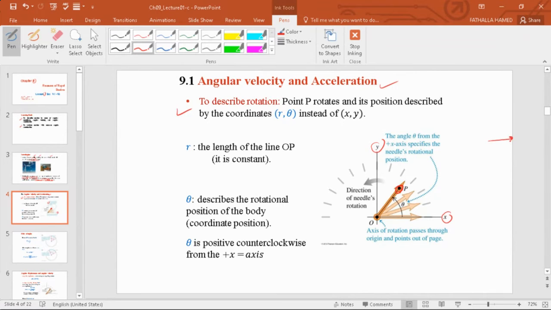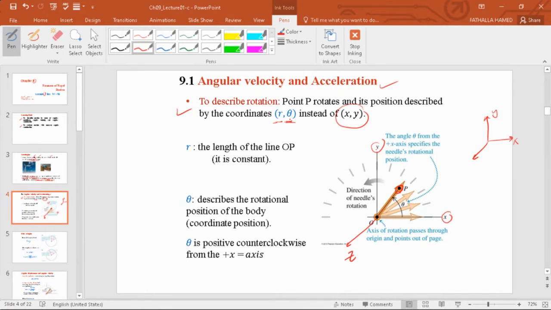Now, this is the x-axis, this is the y-axis, the z-axis will be pointing out of the screen in your case. So usually when we did this in chapter number 1, when we look at a point, we describe its x and y positions. But when we talk about rotation, we're going to describe this point here in terms of r and theta.